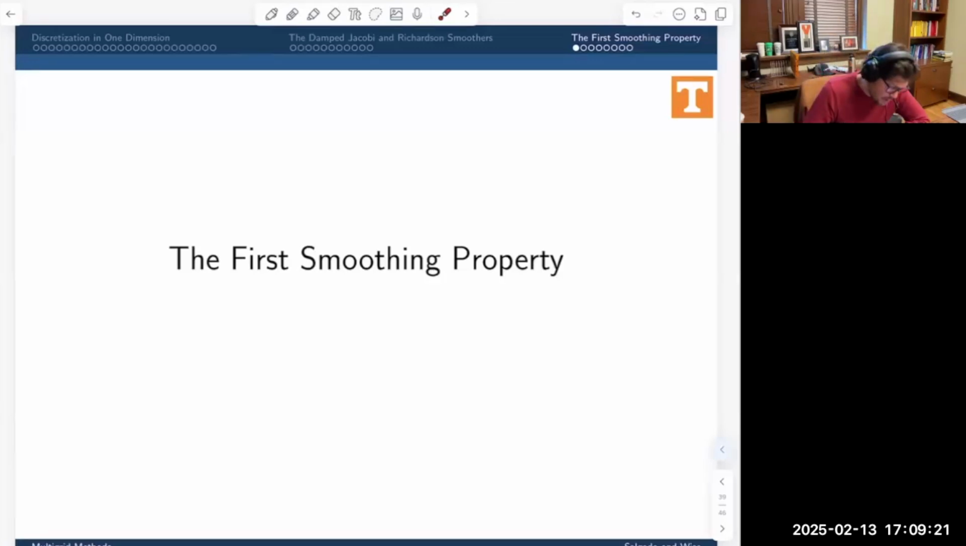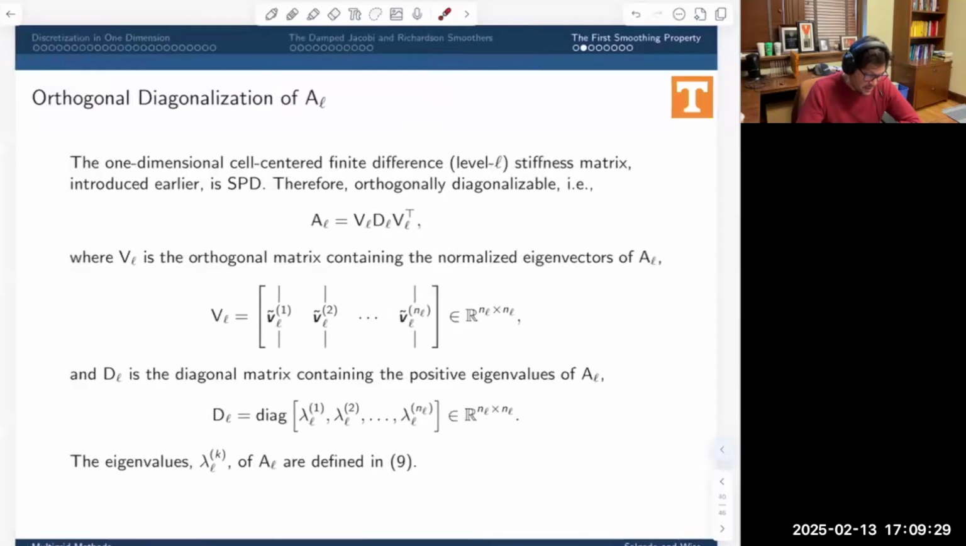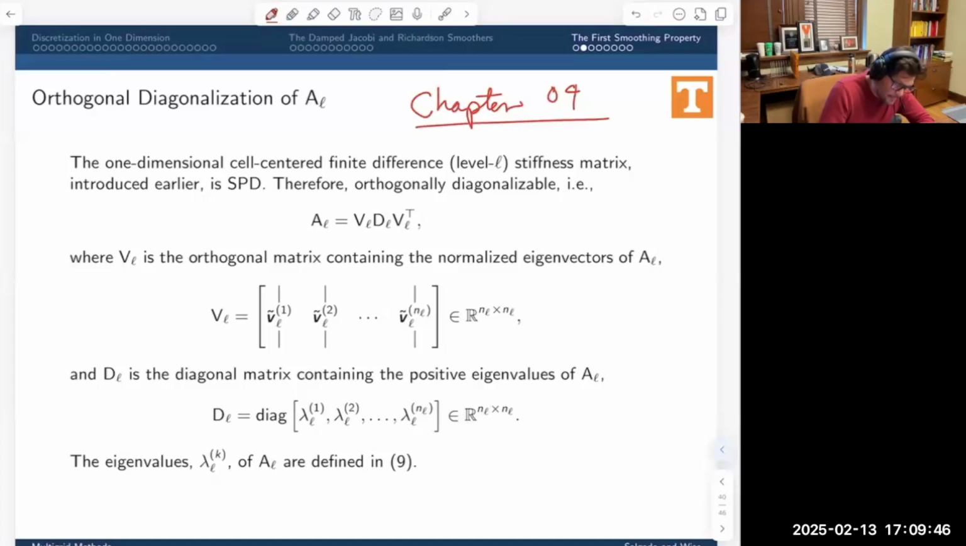The first we're going to work on is the smoothing property. We're going to show that our lambda Richardson smoother satisfies this. It turns out there's not much to do here, because the analysis that we did way back in chapter 4 is basically unchanged here. So if you want a reference for this, go back to chapter 4 and see how it was done there. It's going to be quite similar.